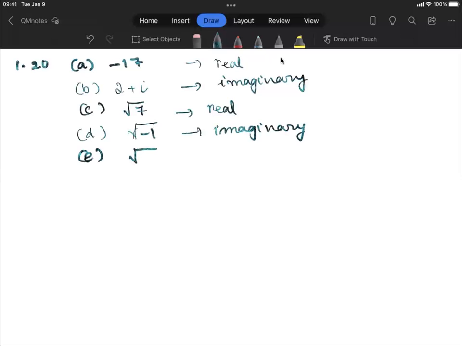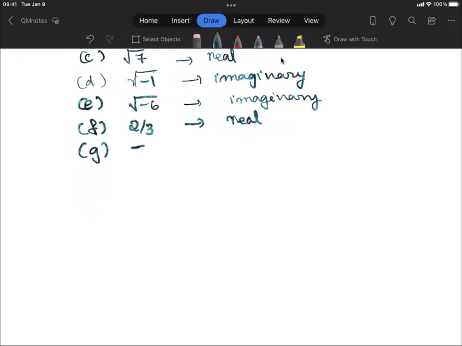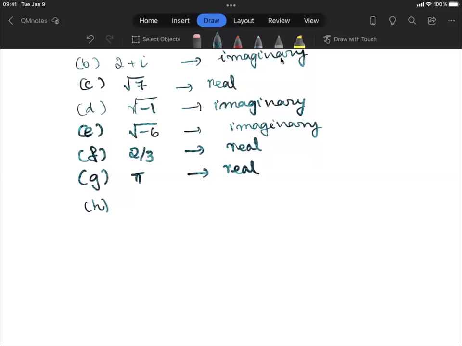E is square root of -6, and this is also imaginary. F is 2 divided by 3, that is real. G is pi, which is also real. H is i squared. Don't be tricked by this. i squared is actually -1, which is real.